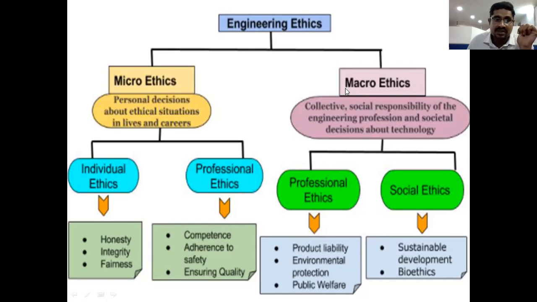Once again I want to repeat the difference between micro and macro. Micro is a single individual person's decisions towards the company, right? Macro is a group of people who belong to the company, their decisions and their responsibilities towards the development of society, right? That group of people's decisions and responsibilities come under macroethics, right?